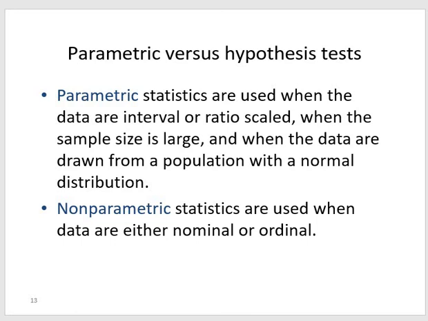Next is parametric versus non-parametric testing. Now what is parametric statistics? Parametric statistics are used when the data are interval or ratio scaled, when the sample size is large, and when the data are drawn from a population with a normal distribution. And there is another one, called non-parametric statistics, which is used when the data are either nominal or ordinal.